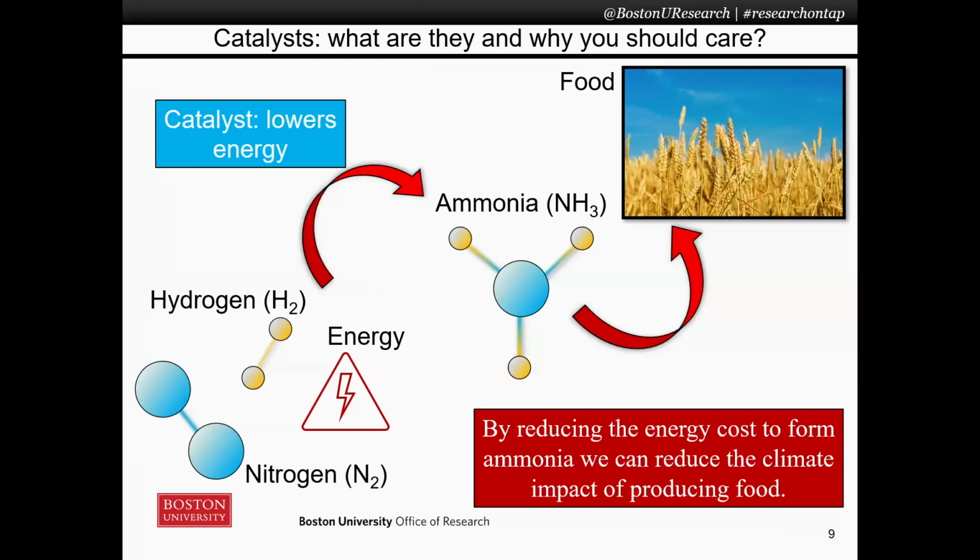All a catalyst really is, is lowering that effort or energy in order for those two species to come together and form something like ammonia. So if we can reduce the energy that is actually required to make something like ammonia, then we can help reduce the climate impact of producing food, something that becomes more and more important as more and more people end up being alive.